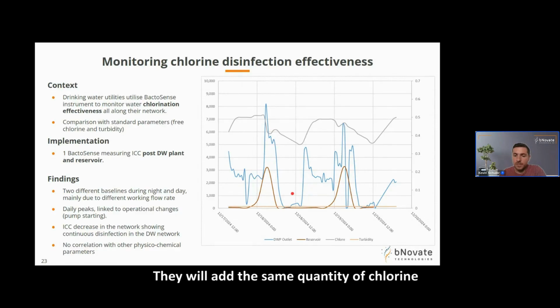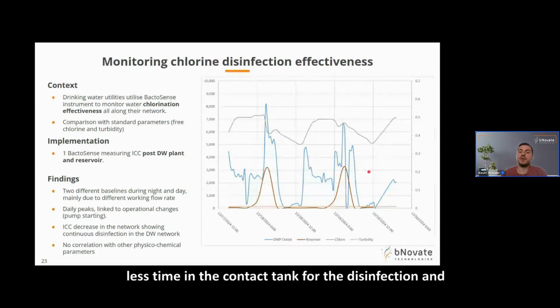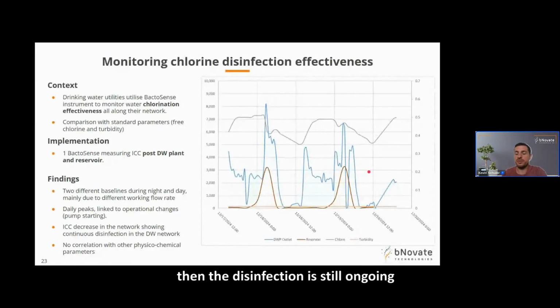They add the same quantity of chlorine between both. The main difference is the flow rate, because to save some cost on energy, they will mostly use a higher flow rate during the night, because energy costs less, and they try to fill up their reservoirs all along their system during the night. It will be more than enough to provide water to the people in the area. As the flow rate is higher, there's less contact time for the disinfection, and the disinfection is still ongoing in the network.